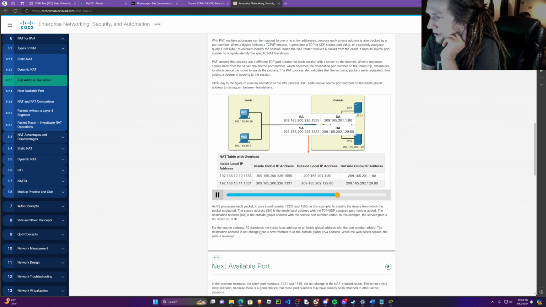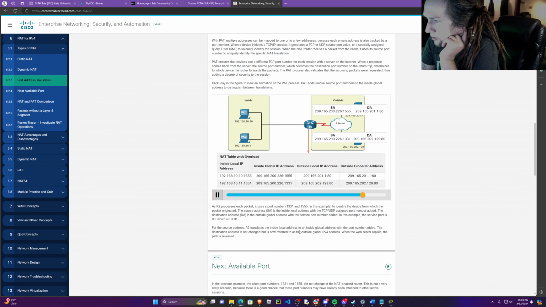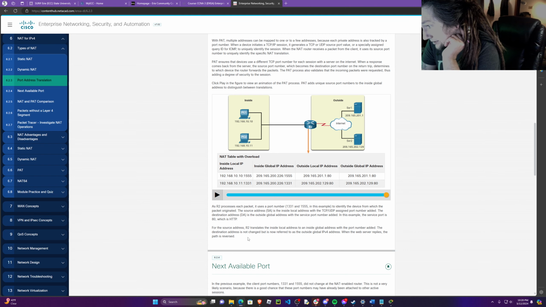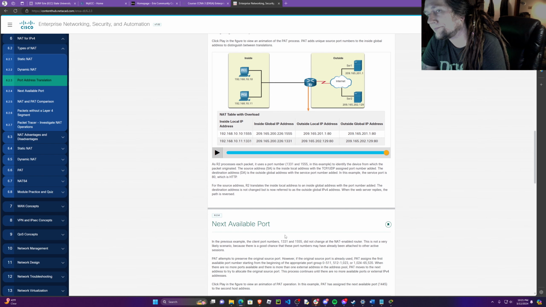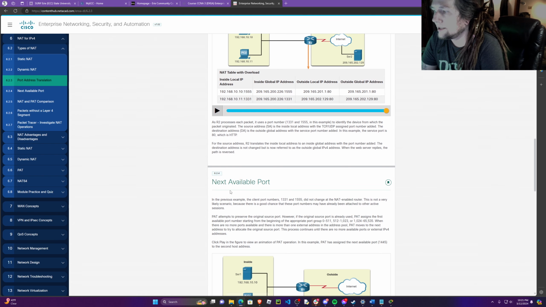For the source address, R2 translates the inside local address to an inside global address with the port number added. Destination address is not changed, but is now referred to as the outside global IPv4 address. When the web server replies, the path is reversed. Next available port. Right? In the previous example, the client port numbers 1331 and 1555 did not change at the NAT-enabled router.